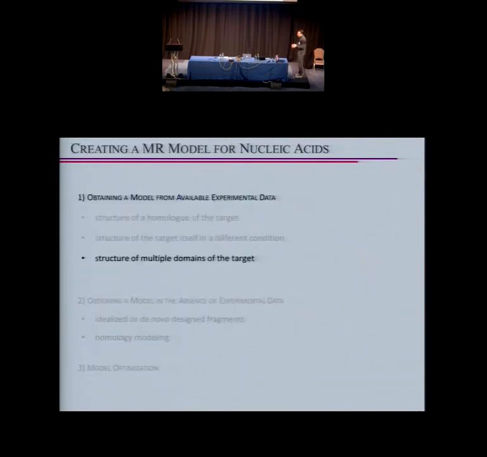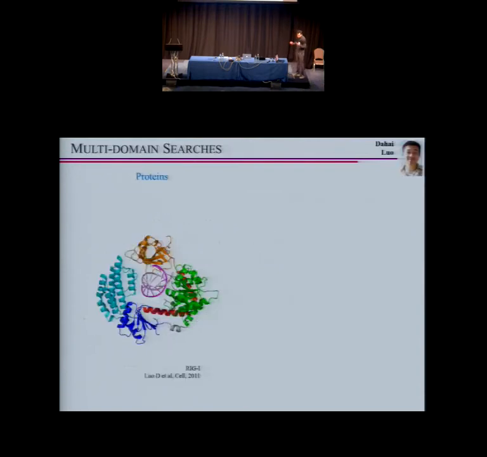Finally, another approach when one wants to use molecular replacement to solve nucleic acid structures, starting from available experimental data, is when the structure of smaller domains of the target are already available, and one has now obtained a data set for the whole complex or the whole macromolecule. This is a very common case in the protein world. For instance, as an example, I mention the work done last year by my colleague Dahai in the lab, who solved the structure of RIG-I. This is a protein involved in recognition of viral RNA and immune response.